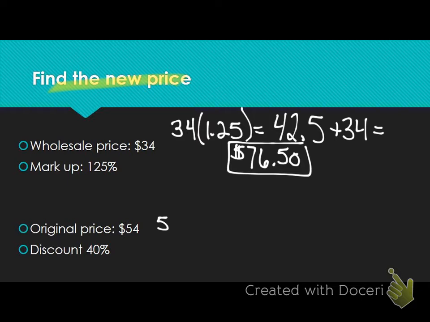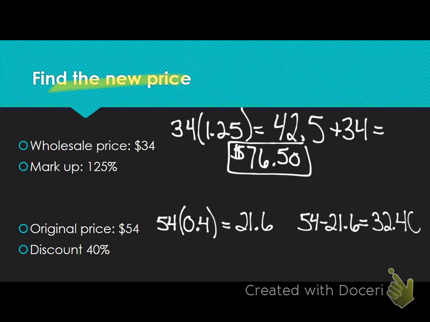Okay. Now on the discount, we take the original and we multiply it to find that amount. And then do we add or subtract it? We subtract it to find the discounted amount, $32.40.